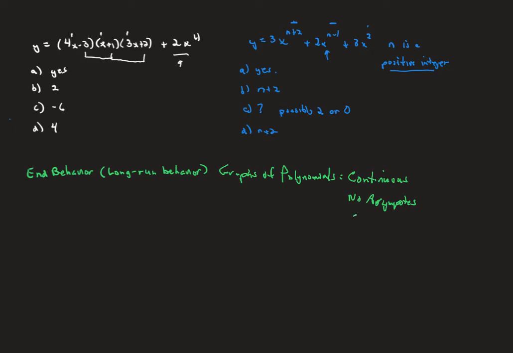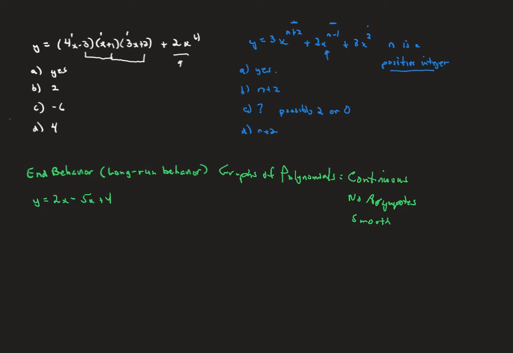And they're what we would call smooth, which means there aren't going to be any sharp corner points or kinks or anything like that. So when we look at something like, as an example, y equals 2x to the third minus 5x plus 4, for the end behavior, we're interested in what the graph looks like to the far right and to the far left.